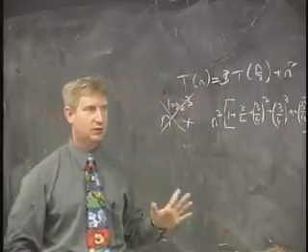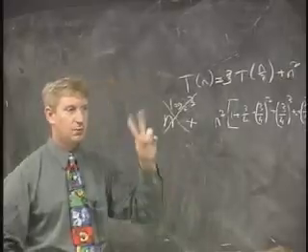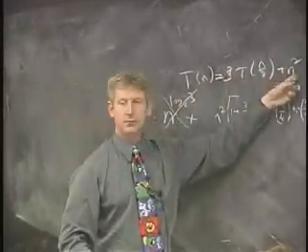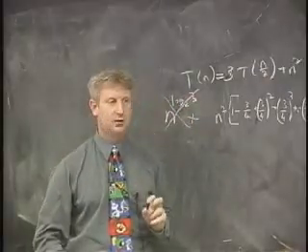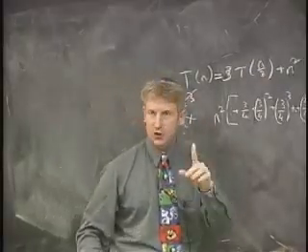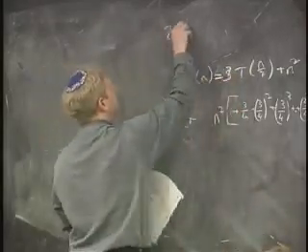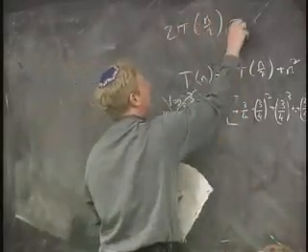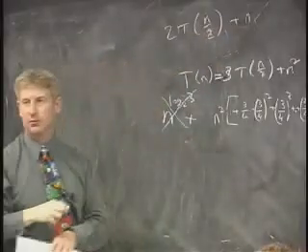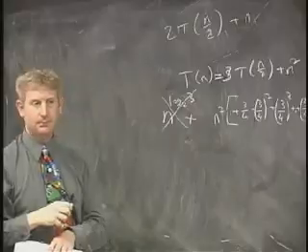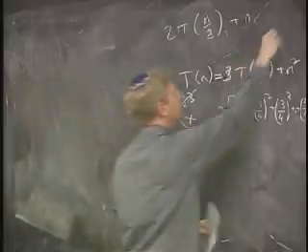OK, who has a question so far? So there's two possibilities. Either this part's dominant or this part's dominant. So far, we have those two possibilities. The third possibility was the first thing I did today, when I did 2T of n over 2, and I added n. What was the answer to this recurrence equation? It was big theta what? N log n.